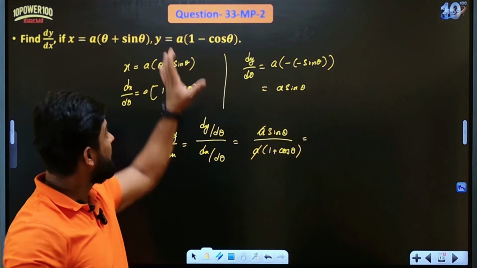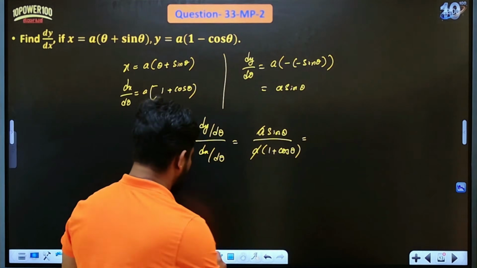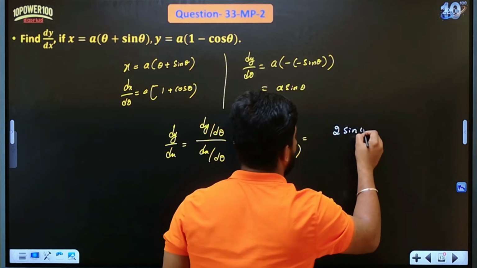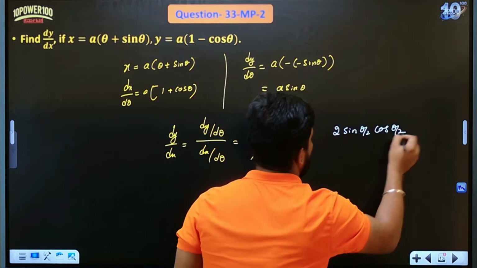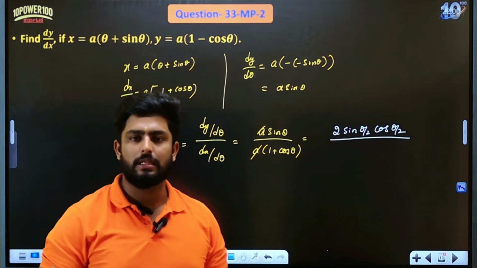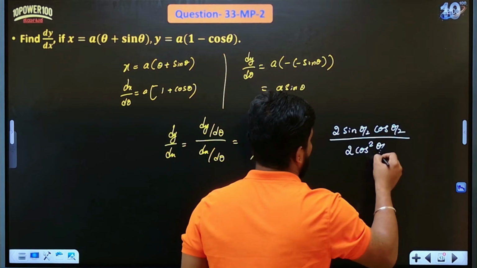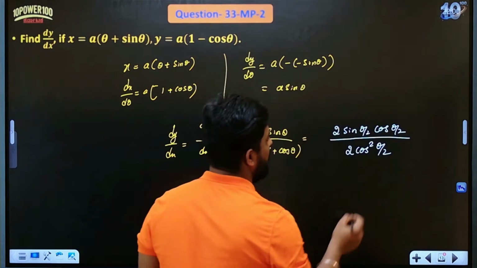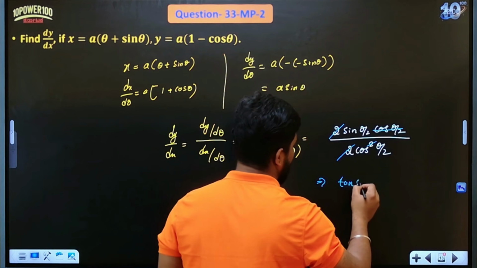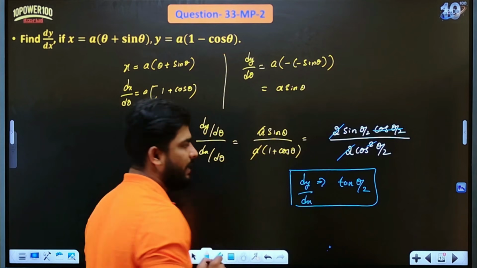But sometimes this question may ask you to prove that it is tan theta by 2, or cot theta by 2. In that case you should know one more step using half angles. So sin theta can be taken as 2 sin theta by 2 into cos theta by 2. Next, 1 plus cos theta is nothing but 2 cos square theta by 2. So 2 cancels, one cos cancels one cos, then we get tan theta by 2. So dy by dx is equal to tan theta by 2 is the answer.